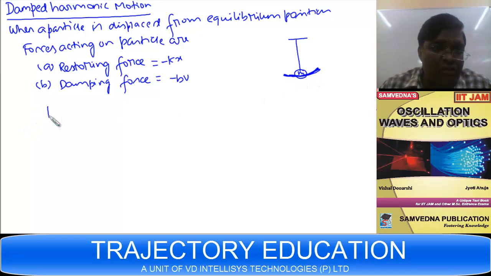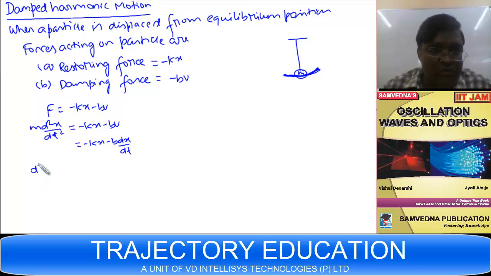So the net force acting on the particle can be written as mass into acceleration, which is m d square x by dt square, equals minus kx minus bv, or we can write v as dx by dt, or this can be written as d square x by dt square equals minus b by m dx by dt minus k by m x.